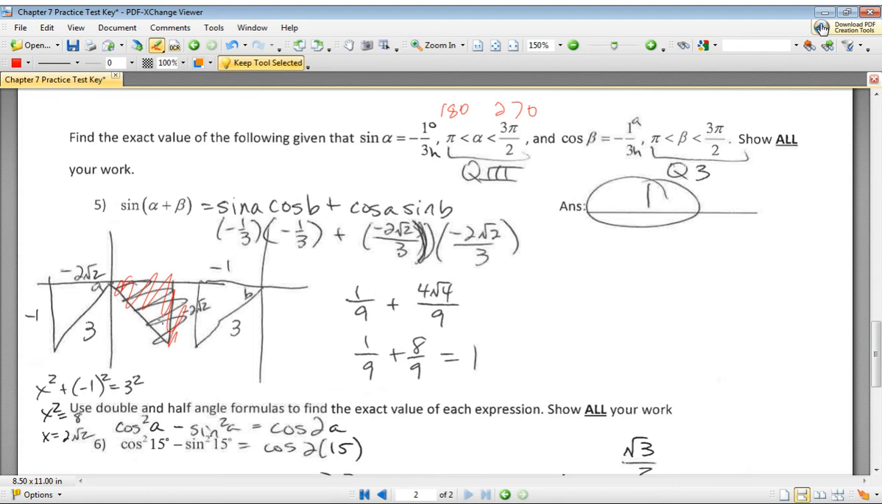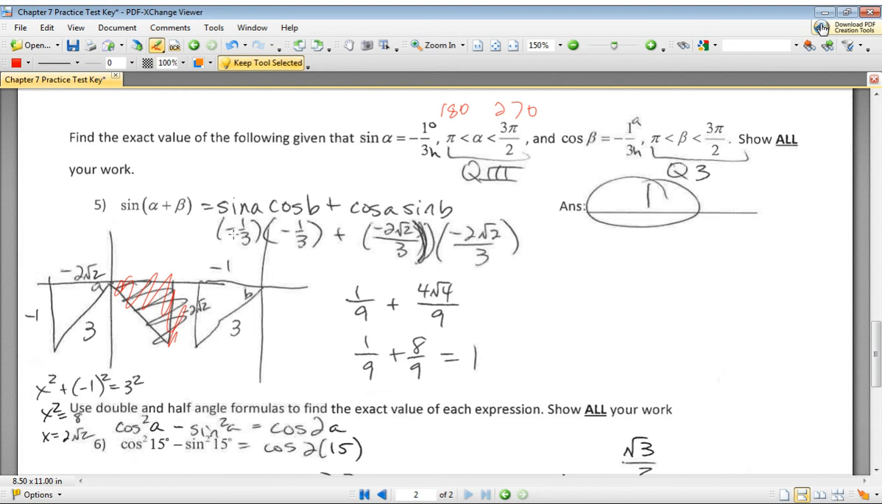With that having been said, now we have to plug it into the formula on your sheet. So the sum formula for sine is sine A cosine B plus cosine A sine B. Use the triangle to find the sine of A. So the sine of A is negative 1 over 3. Put it right there. Don't take sine. Sine of A is negative 1/3. Cosine of B, do the same thing with the beta triangle. Plus cosine A in the alpha triangle, sine B.